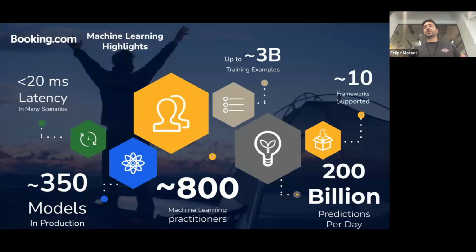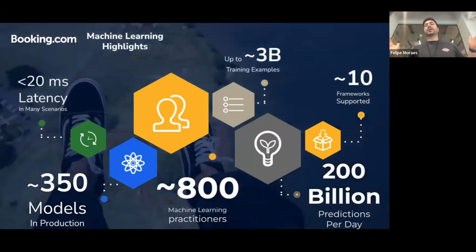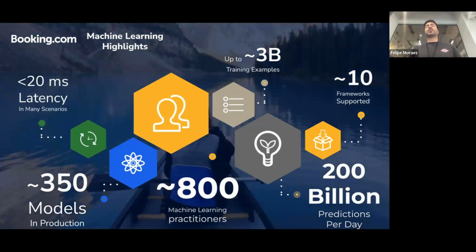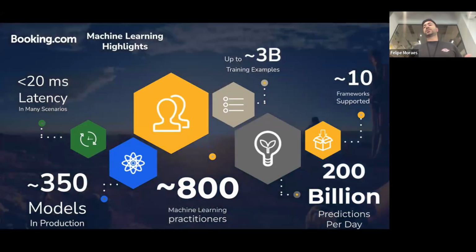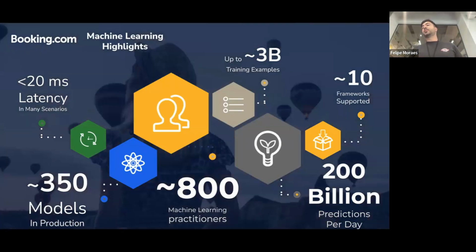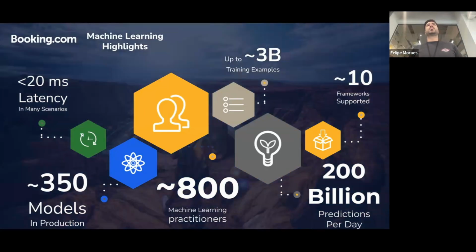But more specifically, I want to talk about our machine learning. As machine learning scientists, we are responsible for more than 350 models that we have in production. We are more than 800 machine learning practitioners. These include machine learning scientists, engineers, product managers, machine learning managers in the company. And we serve more than 200 billion predictions per day. With this experience, we hope that we can teach you about causal inference, but also uplift modeling.